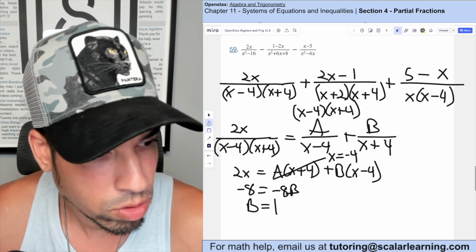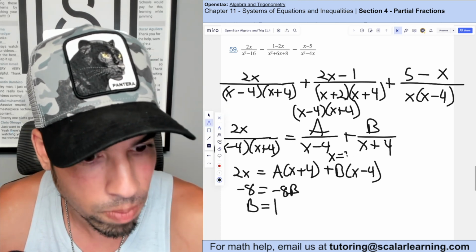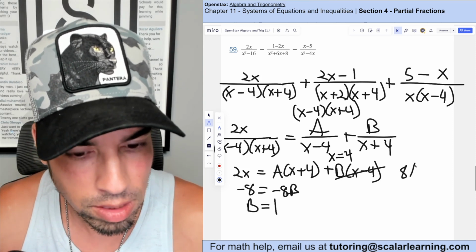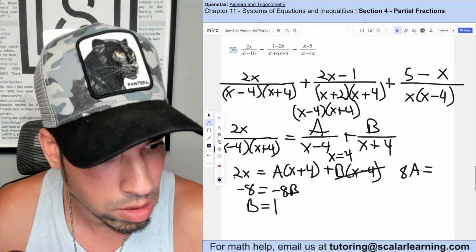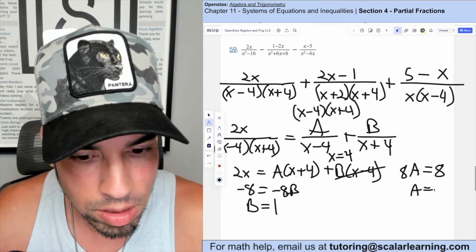All right, now let's do the same thing to solve for a. We're going to plug in positive 4. That's going to cancel this out. And then we got 4 plus 4, which is 8. So we got 8a is equal to, I'm just swapping the sides, 2 times 4, which is 8. Divide both sides by 8, and we got a is equal to 1 as well.